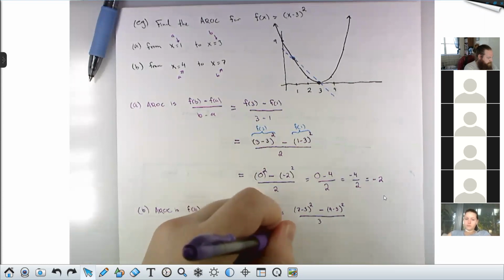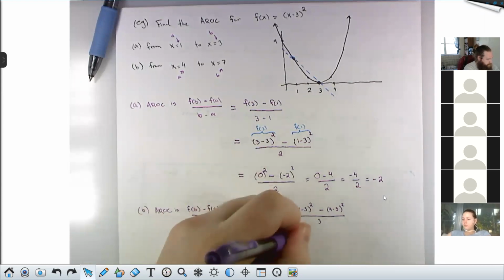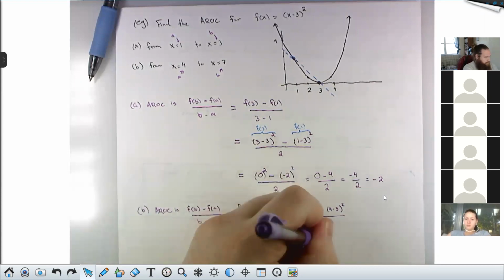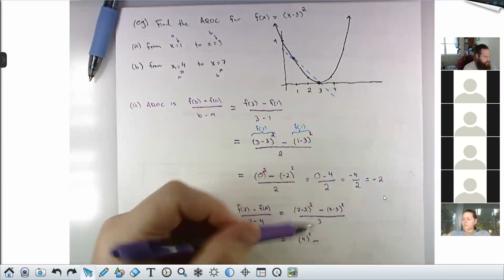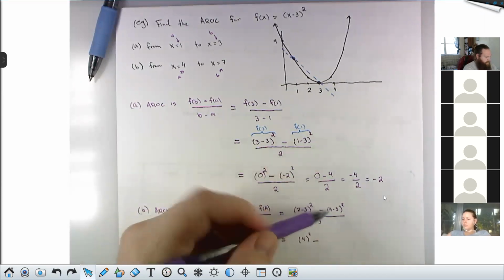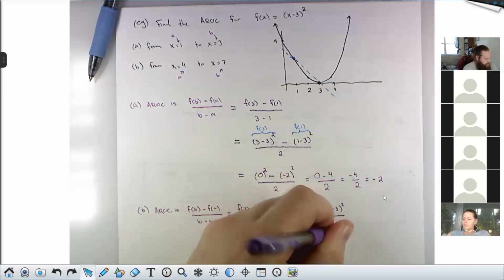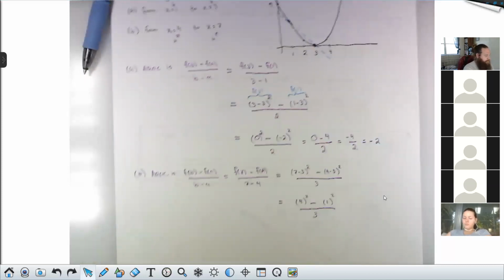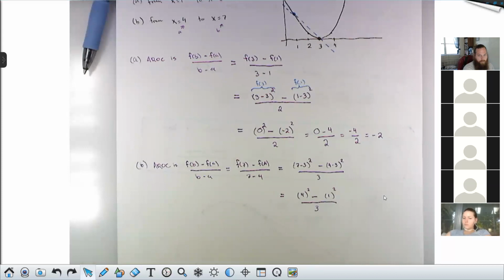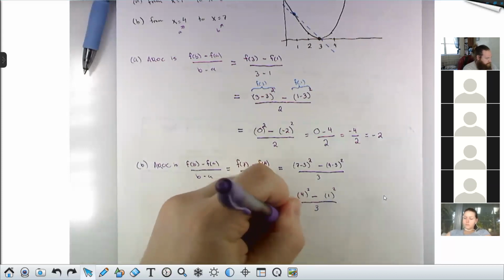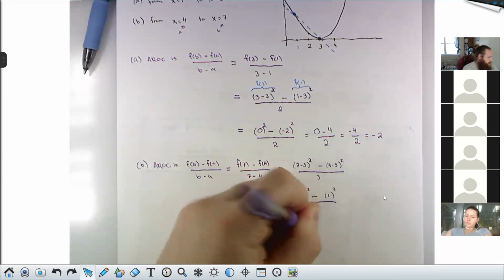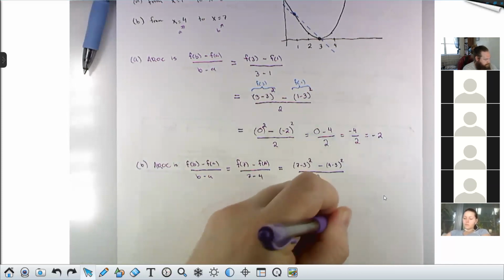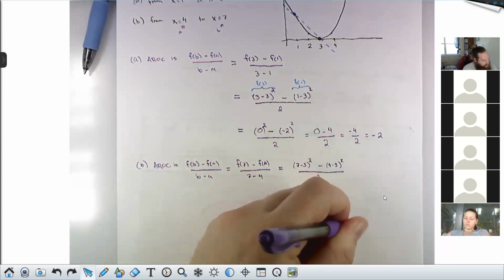And from here, everything's going to go just like it did in the last one. 7 minus 3, that's 4, so that's 4 squared here. This minus is this minus. 4 minus 3 is 1, so that's 1 squared there. And we're dividing everything by 3. Four squared is 16. 1 squared is 1. So this is 16 minus 1 over 3, which is 15 thirds, which is 5.